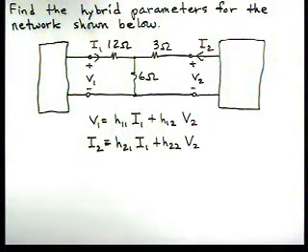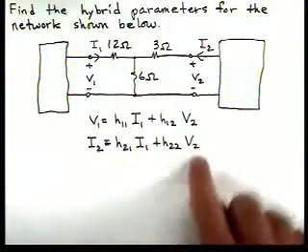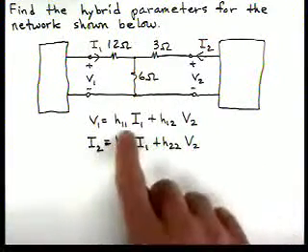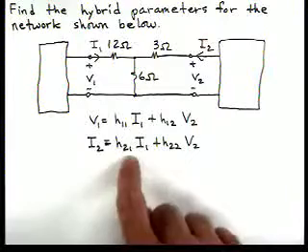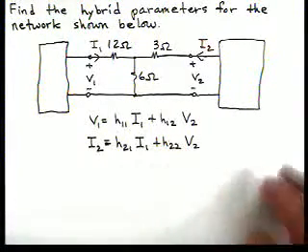In this problem, we're asked to find the hybrid parameters for the network shown below. We can see the two-port network shown. We can see the hybrid parameters. Okay. So, for instance, we'll go in and set V2 equal to 0. That would allow us to find H11 and H21. Then we'd set I1 equal to 0, and that allows us to find H12 and H22.